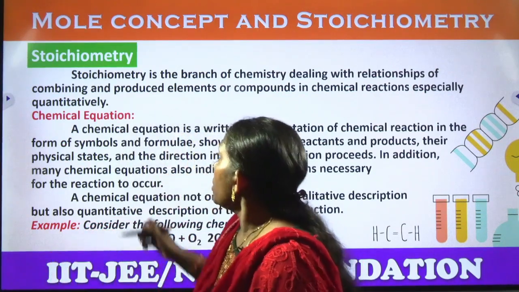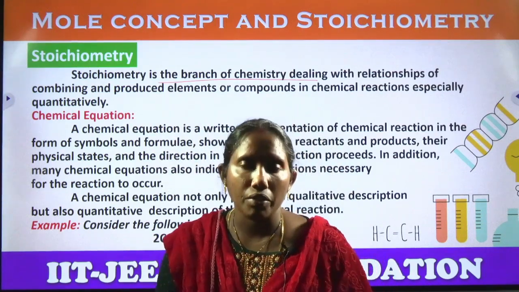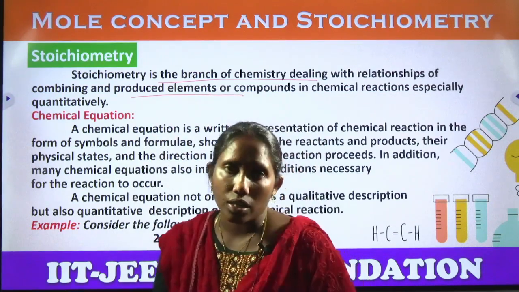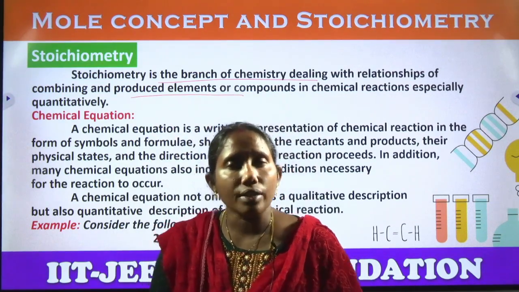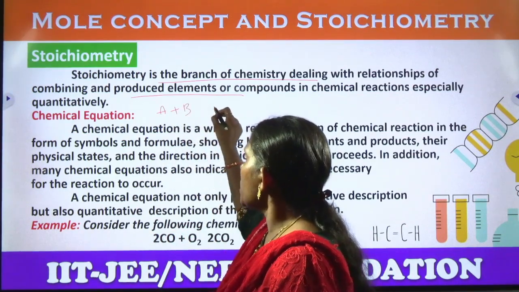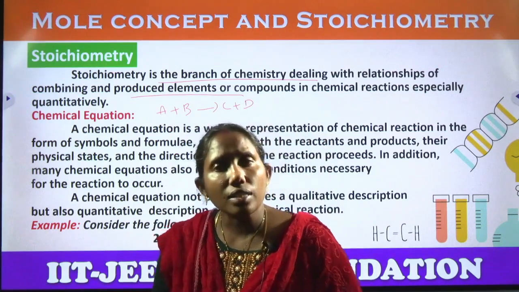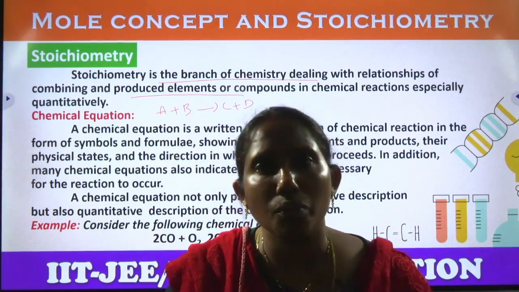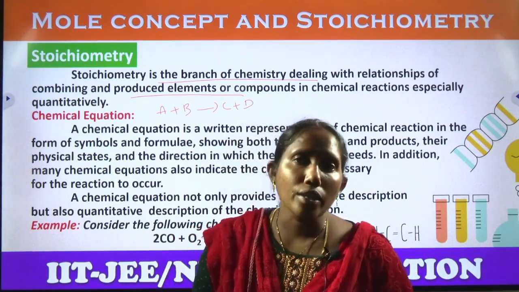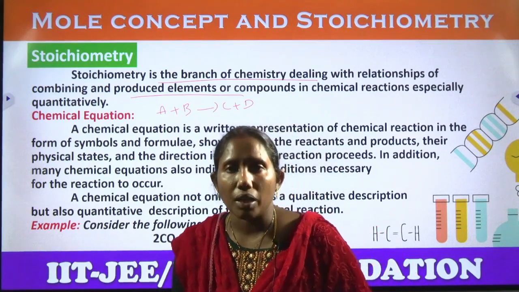See here. Stoichiometry is a branch of chemistry dealing with the relationship between the combined elements or compounds in chemical reactions. So here we are talking about chemical reactions. Suppose A plus B gives you C plus D. This is one chemical equation. Whether this chemical equation is a stoichiometric equation or not? What is meant by a stoichiometric equation? A stoichiometric equation is also called a balanced chemical equation.